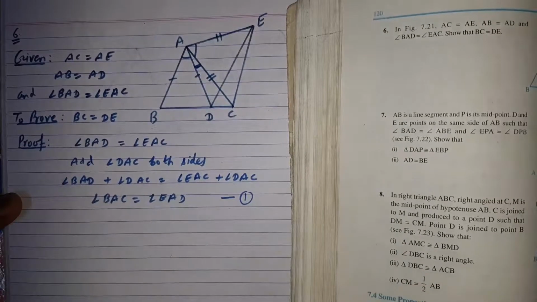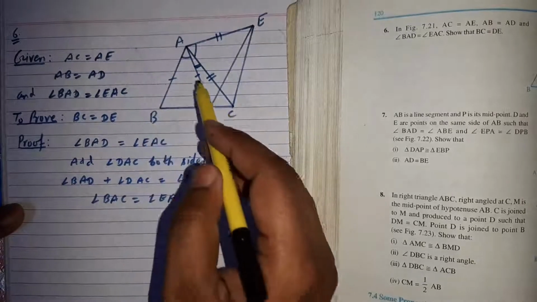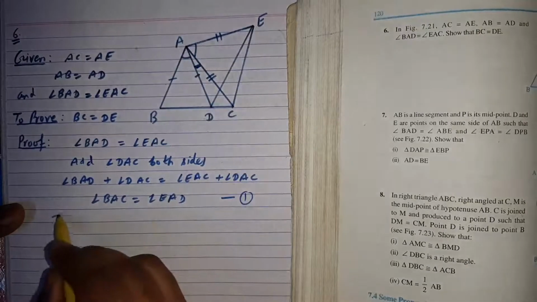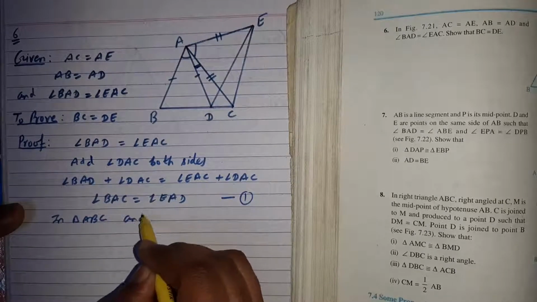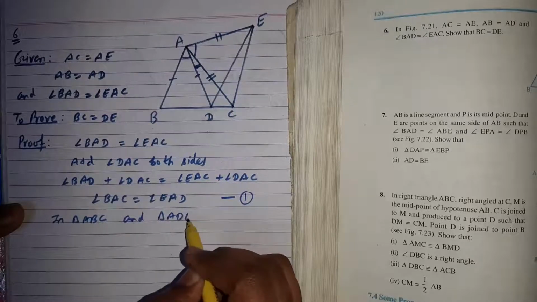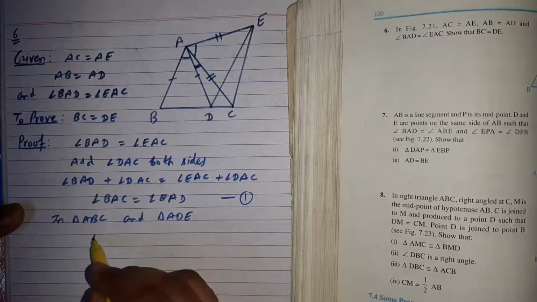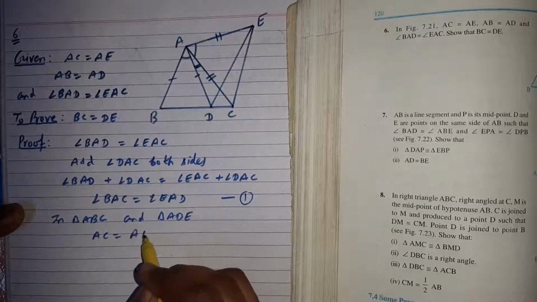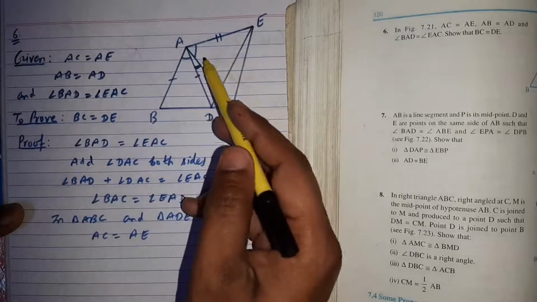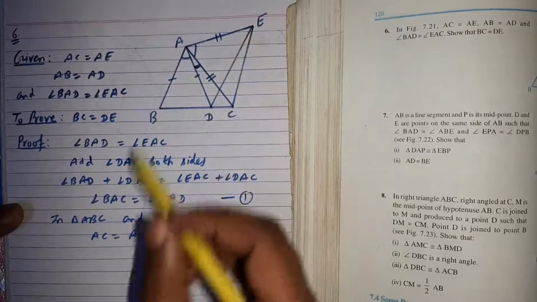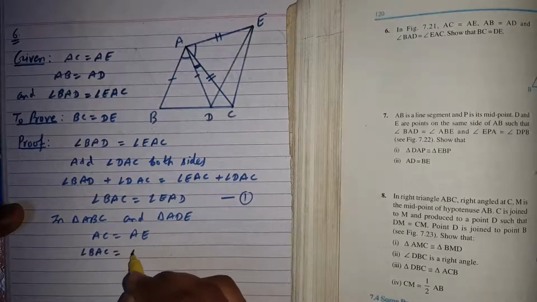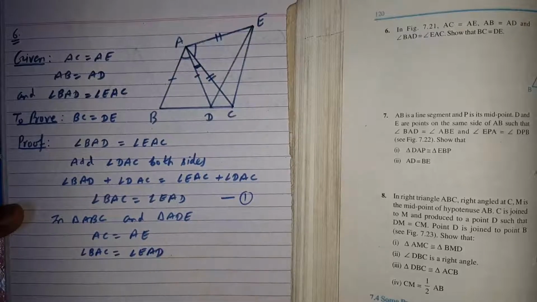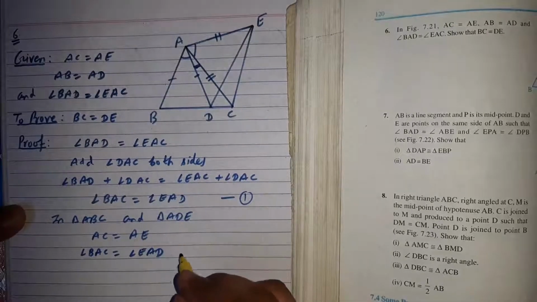Now we will take two triangles, ABC and triangle ADE. In triangle ABC and triangle ADE, AC is equal to AE, given. Angle BAC is equal to angle EAD, proved above.